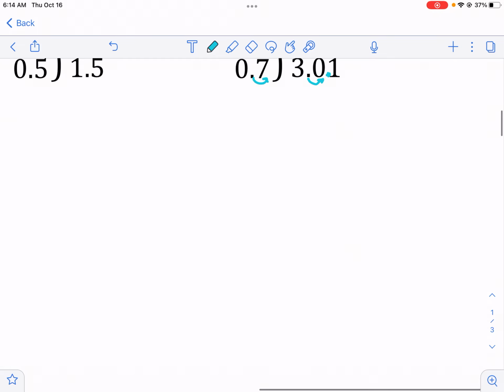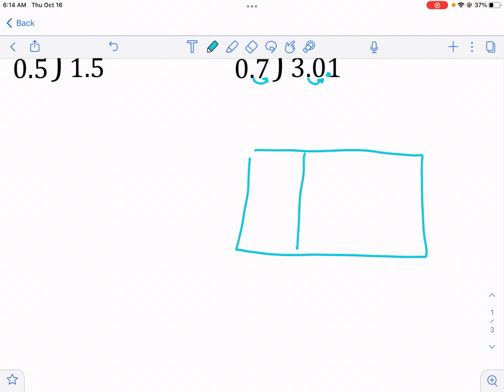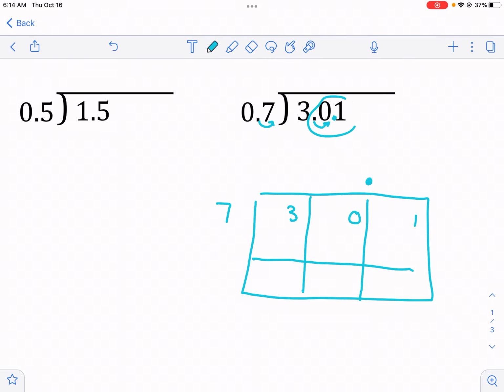Okay, and what I'm going to show you is the box method. And the box method looks like this. You can also check out some of my other videos about the box method. I put the 7 out front. I'm going to put 3, 0, 1. And then I'm going to move that decimal right above the space between 0 and 1, just like it was here. See how I moved it right here? I'm going to make sure it's represented right here, okay?